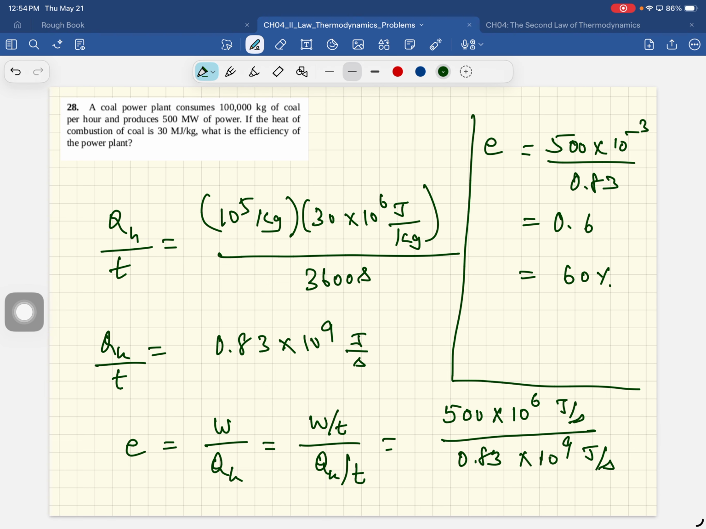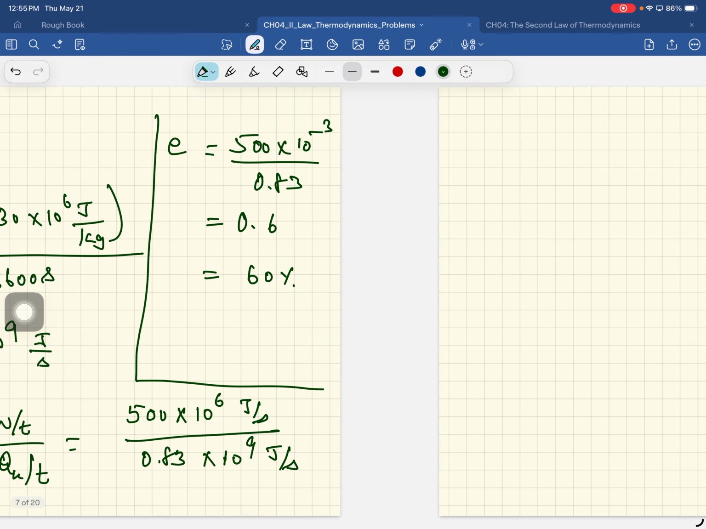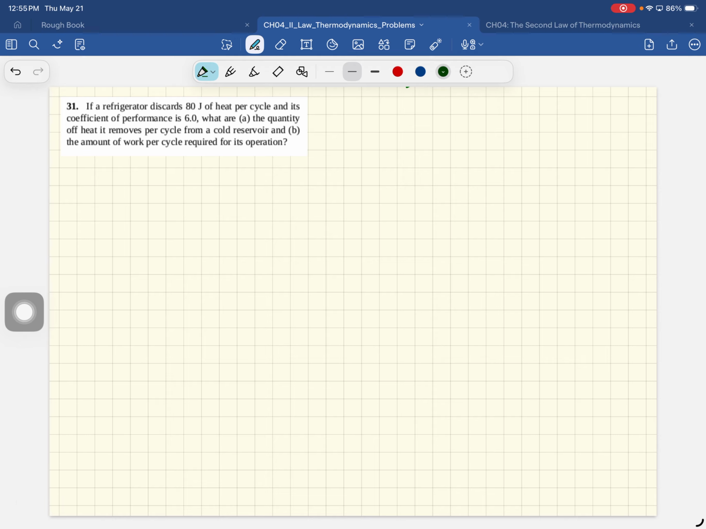Okay, so the maximum work you can do is 1 minus Tc by Th into the heat absorbed. Tc is 293 and Th is 473. So let me first calculate the efficiency of this Carnot engine.